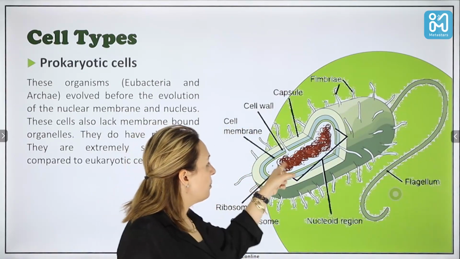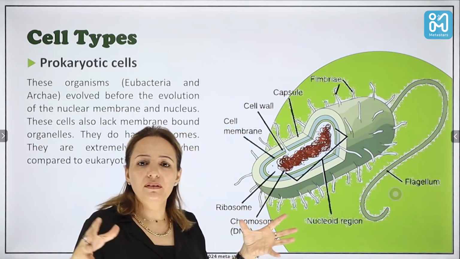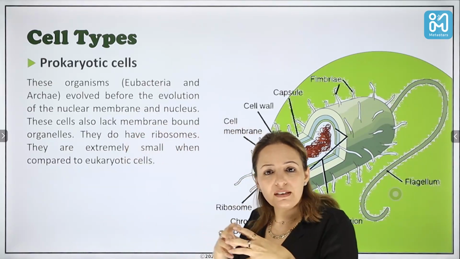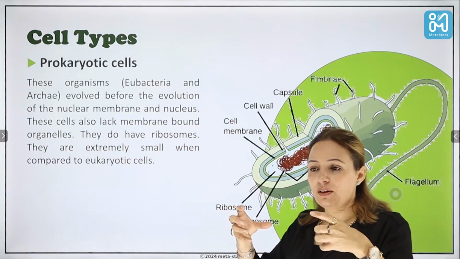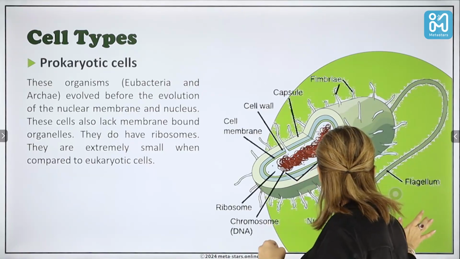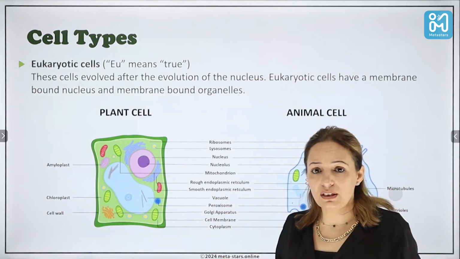When we talked about the prokaryotes, as you can see here, there are no compartments. Everything is suspended inside the cytoplasm of the bacteria. So there's no need for compartmentalization, as we say, or the organelles are not enclosed into membranes, unlike the animal and plant cells that we're going to discuss.